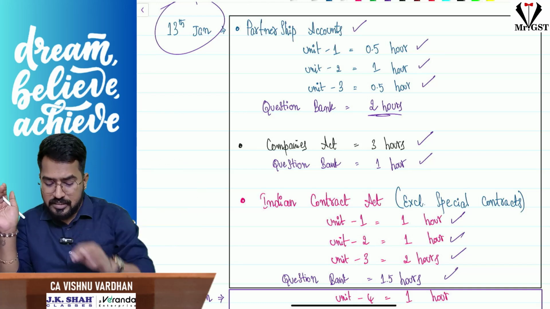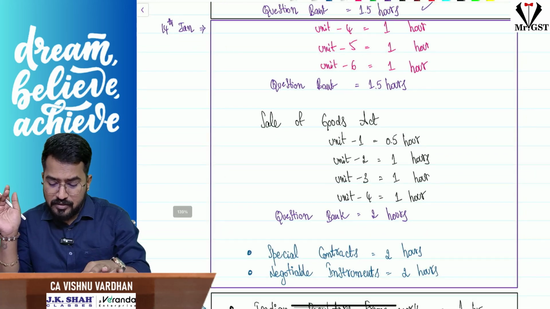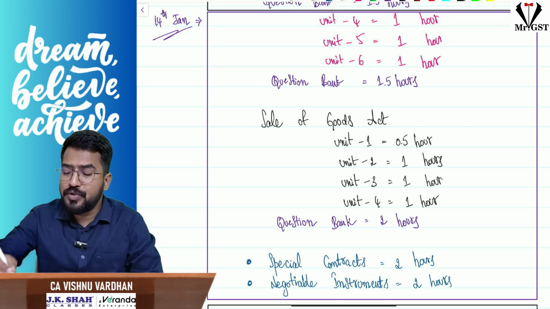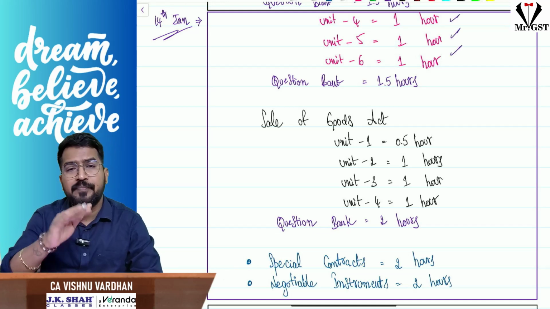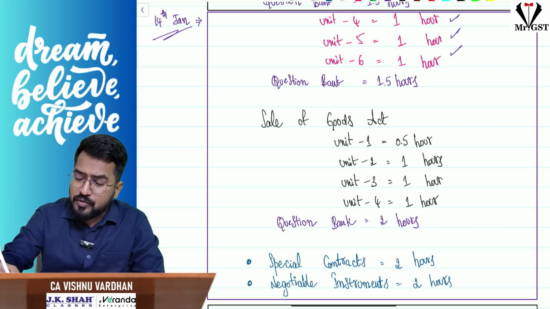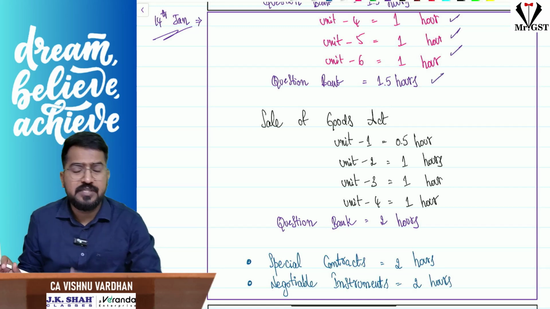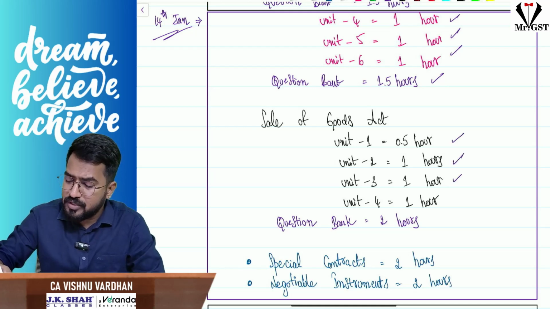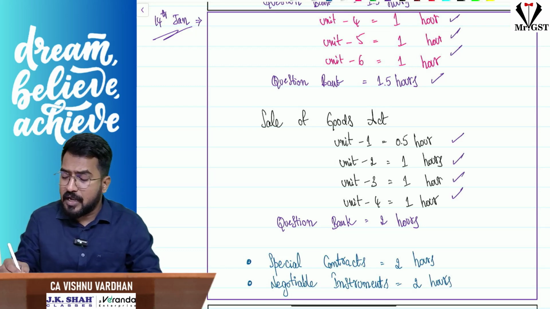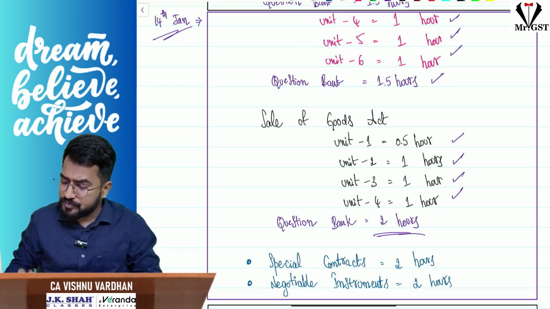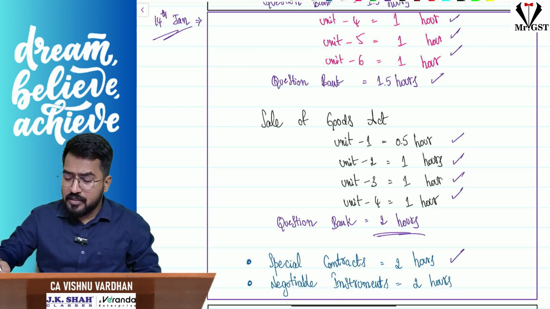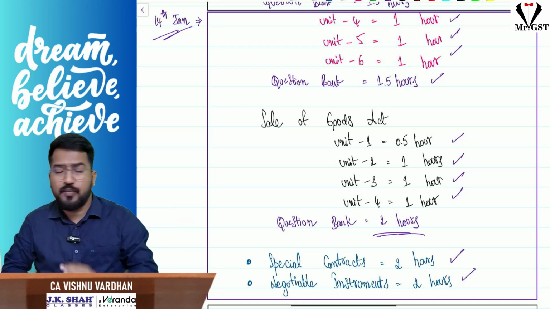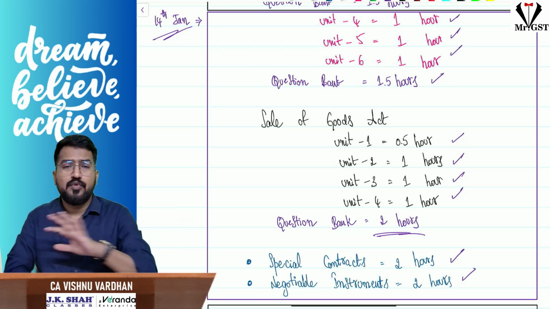Next, coming to the next day, 14th Jan. What is your target for 14th Jan? Balance Units 4, 5 and 6 of the Indian Contract Act and the question bank for those 3 units. First finish them on 14th Jan. Next, take the Sale of Goods Act, Units 1, 2, 3, 4, along with the question bank, and then Special Contracts and the Negotiable Instruments Act, 2 hours each, along with the questions. If you are done with this, 14th Jan is done.